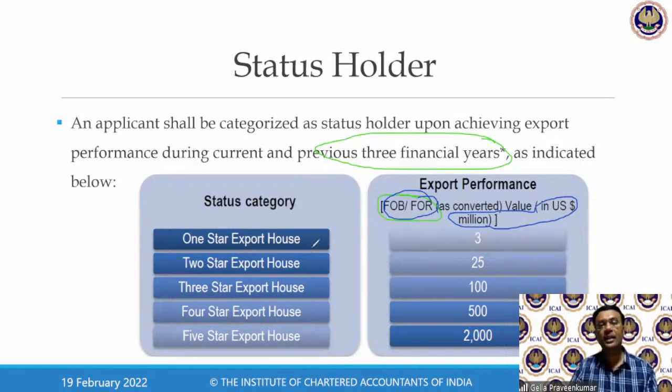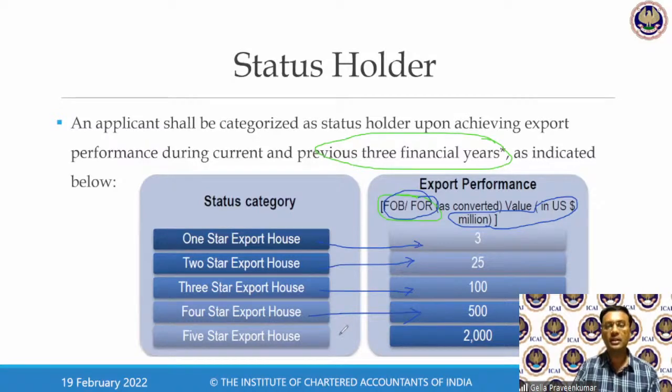So they say, if I have met 3 million US dollars, I'll be called a 1-star house. For calling a 2-star house, I should have 25 million US dollars worth of FOB or FOR exports made. 3-star, $100 million. 4-star, 500 million US dollars. 5-star, 2000 million US dollars.